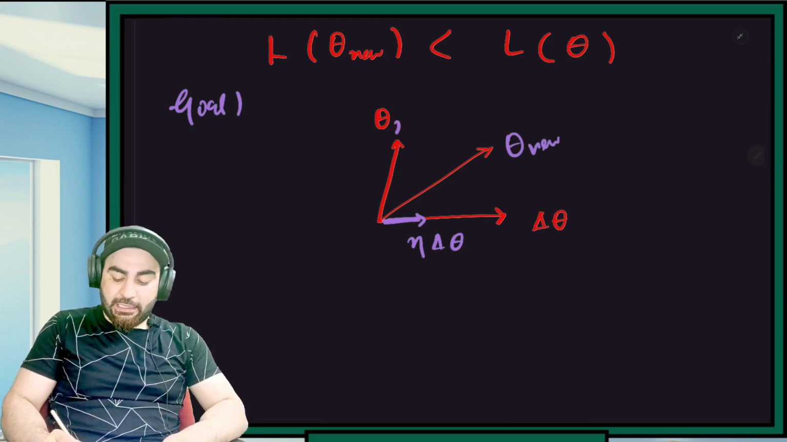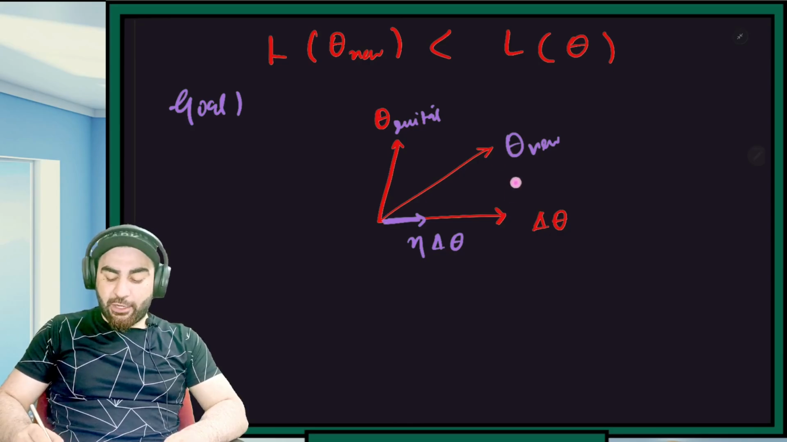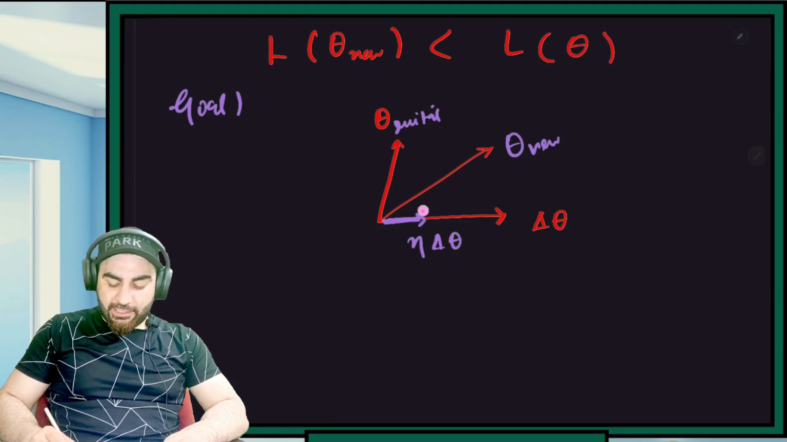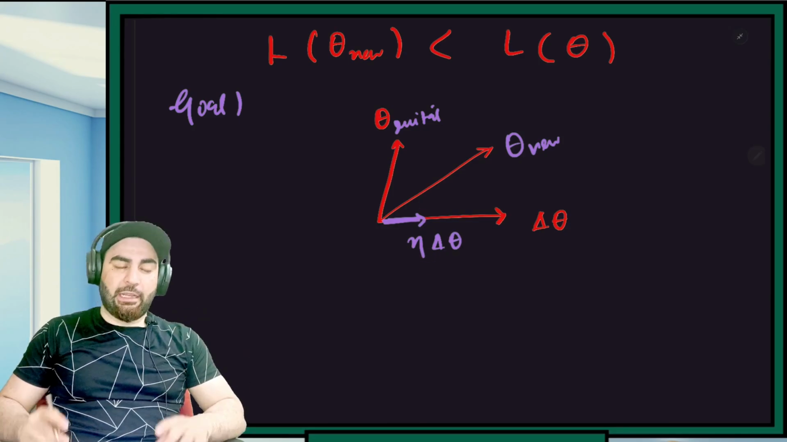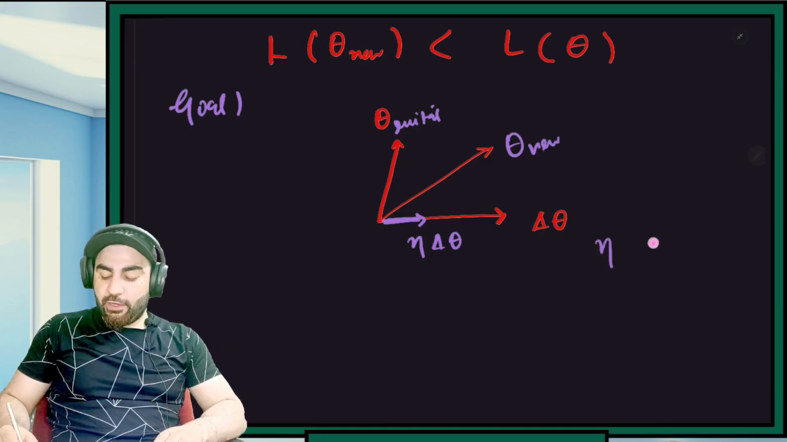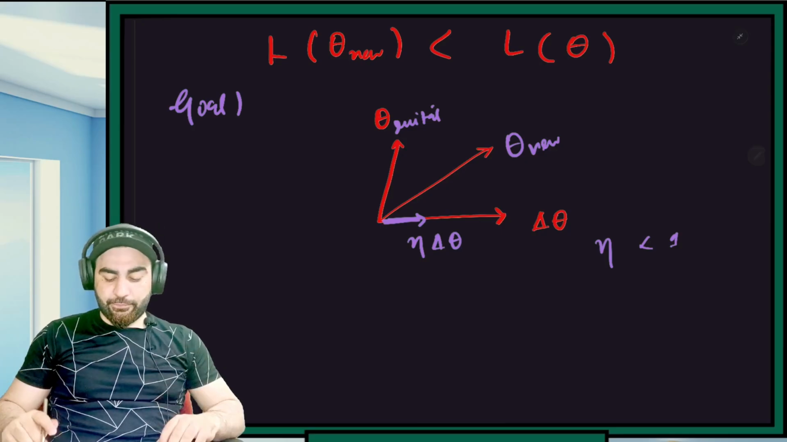So this is my theta initial parameters, and this is my change. Once I change it, I have to go to this, but I am not taking all the way. I'll only take this much step, this eta of delta theta. The learning rate will be very small. This learning rate is usually greater than 0 and less than 1, so we keep it in very small steps. Okay, this is what we want.